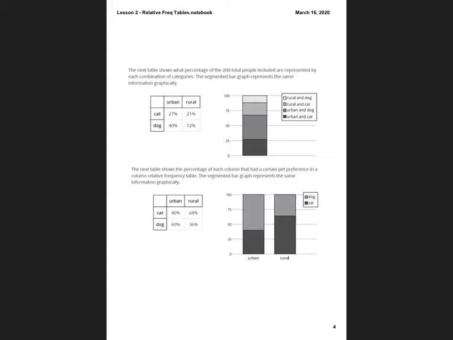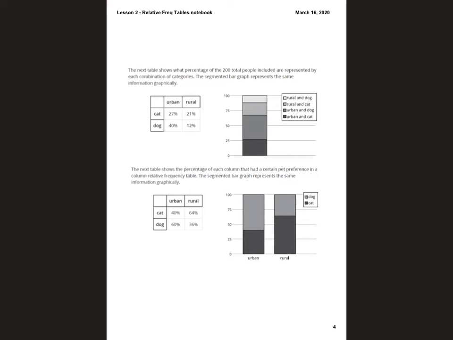Looking at the top chart, you can see we have a frequency table. Notice that the four percentages all add up to 100%. This was created by taking each little category, like cat urban, and dividing it by the total number of people, 200. For example, 54 who responded they prefer cats and live in an urban setting, divided by 200 total, gives you 0.27 or 27%.